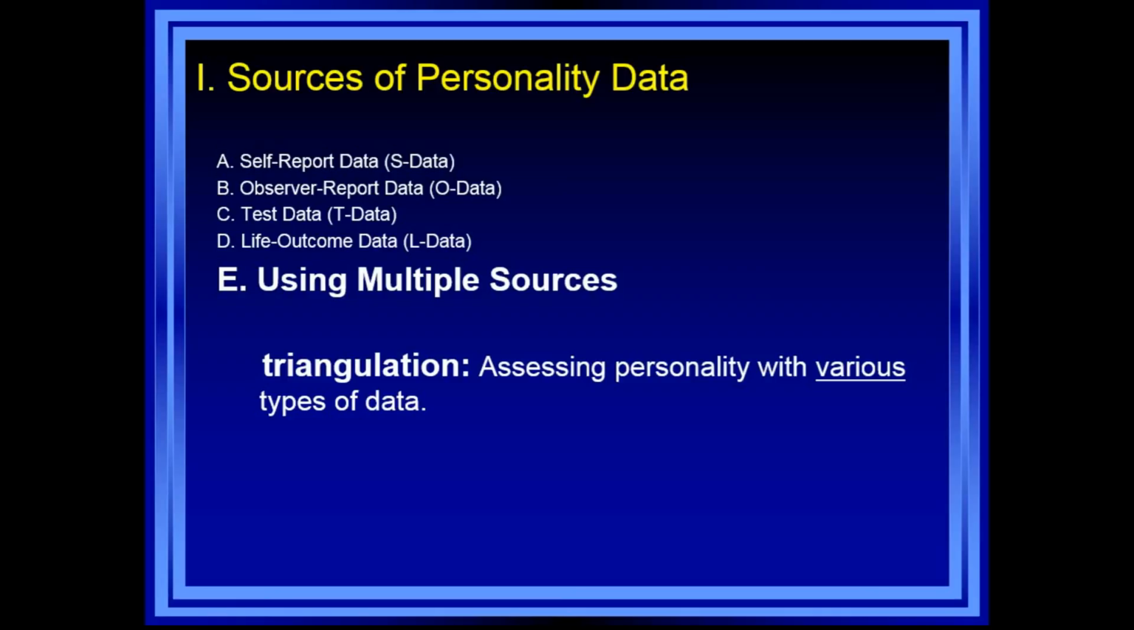Therefore, we increase our confidence in the results. If we use various sources, we use self-reports and observer reports, and we try and get some test data on that individual, and we look at some life outcome data. Now we've done triangulation, and we feel more confident in those results when we start identifying what kind of personality that person has.